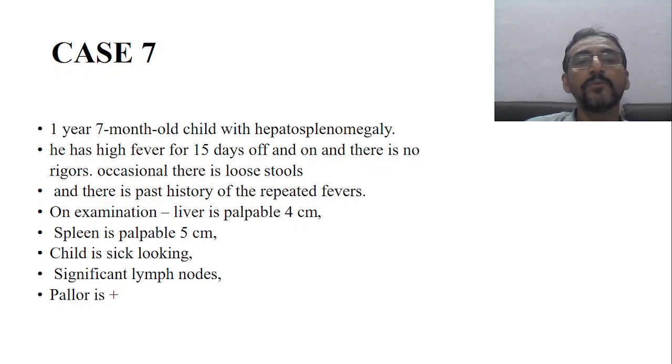One year 7-month-old, hepatosplenomegaly, 15 days high fever. There is no rigors. Some of you may be thinking about malaria and all. So rigors are not present; in children rigors may or may not come. Occasionally there is loose stools. Past history of repeated fever. Liver, spleen palpable. Child sick looking.